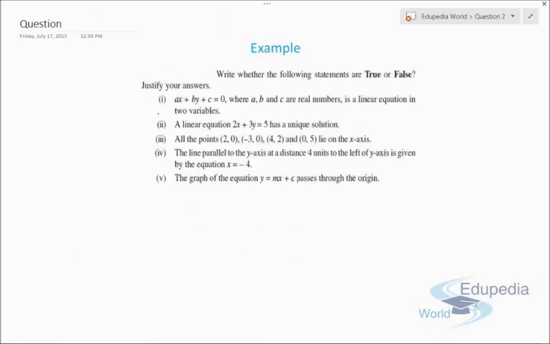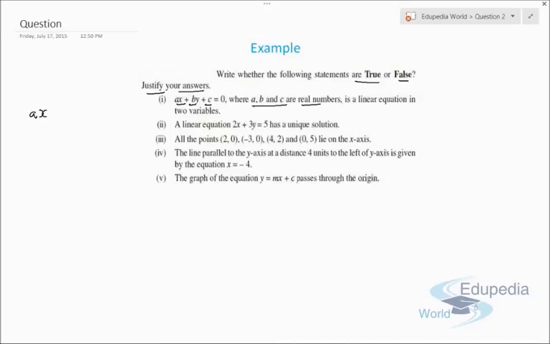Now the second question says, write whether the following statements are true or false. Then we have to justify our answers. The first question is, ax plus by plus c equals 0, where a, b, c are real numbers, is a linear equation in two variables. Now let us discuss what is a linear equation in two variables. The linear equation in two variables is one in which we have two variables.